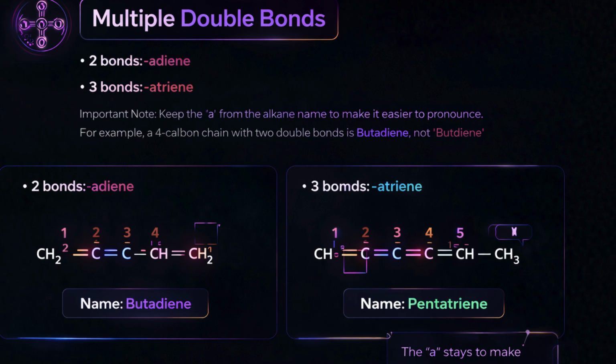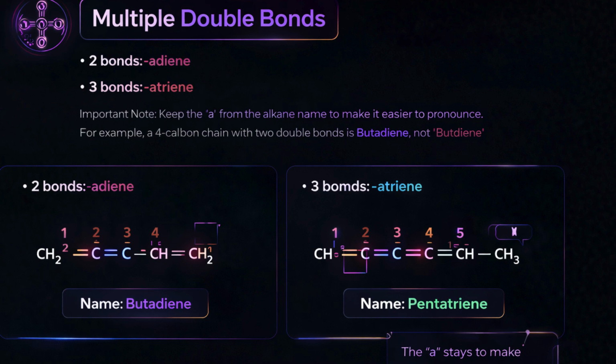Now look at the second structure on the right. Here, we have 3 double bonds. Again, follow the steps. 1. Longest chain: 5 carbons, pent. 2. 3 double bonds, a triene. 3. Numbering ensures lowest positions for double bonds. So the name becomes pentatriene.